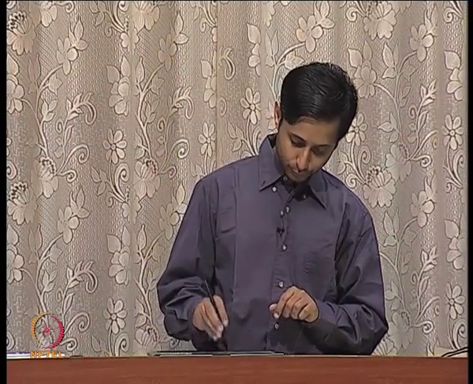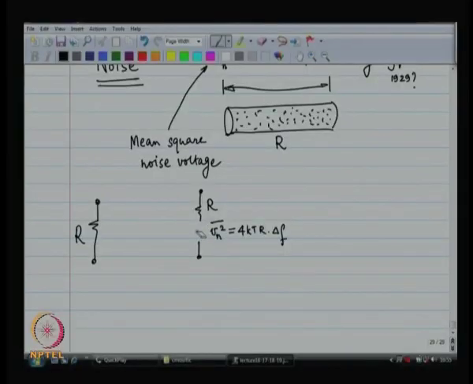So, we usually do not put this plus and minus symbol over here, we sometimes like to put a star. A lot of people have a lot of different conventions as to how they denote this noise voltage source. A lot of people just put a circle over there, put nothing inside, and write that it is a noise voltage source.